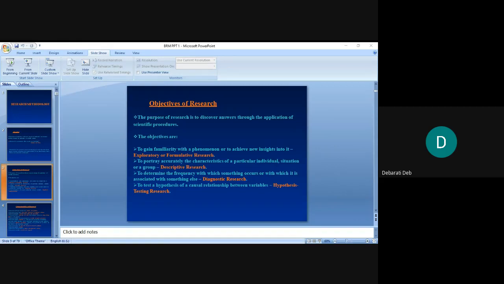Then research is characterized by patient and unhurried activity. You have to be patient enough. With patience and with no hurry mode, you can go step by step and then fulfill your objective. And last is research has to be carefully recorded and reported. That's why in your project work, project report, you have to print pages, you have to write something, you have to record the things, right? That's why that is there.